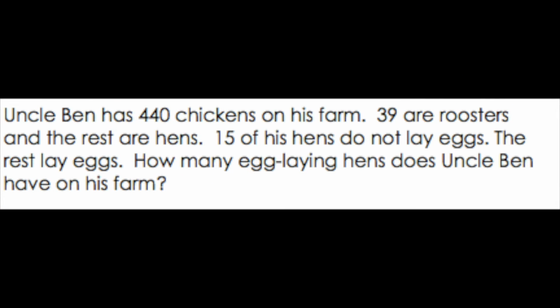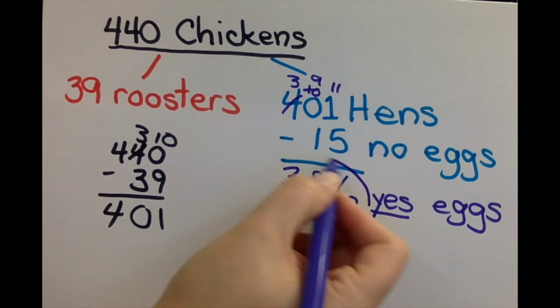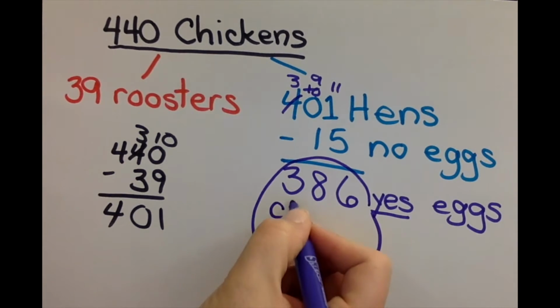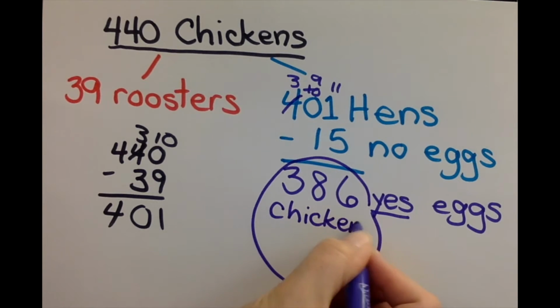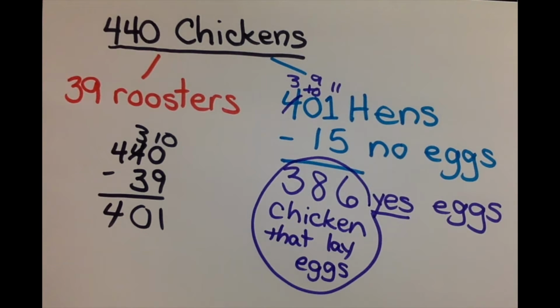Back to the question again we go. The question says, how many egg-laying hens does Uncle Ben have on his farm? We've already organized our work and done all of it on our paper. We know that Uncle Ben has 386 chickens that lay eggs. By simply organizing our information and working through it one step at a time, we were able to come to our answer before we even read the entire question. We rock!